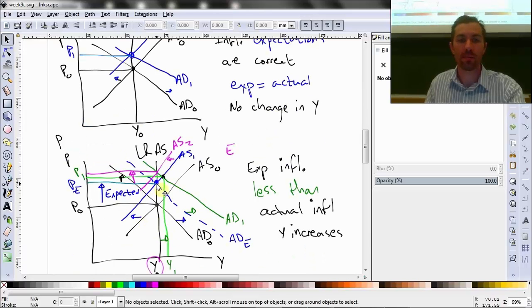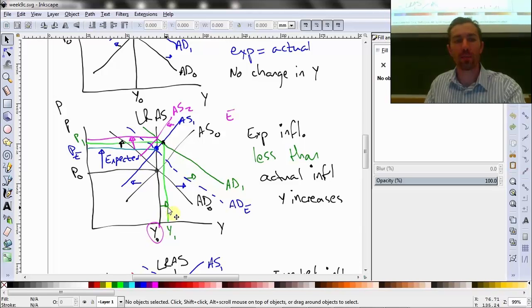If, however, our aggregate demand shifts further than what we expected, and our short run aggregate supply curve has shifted to the left by less than what was required to maintain full employment, we end up moving upwards along the short run aggregate supply curve. What happens? Prices increase by more than what we expected, and output increases. So in other words, when expected inflation is less than actual inflation, our level of output increases away from our full employment level. Okay? So when output increases, unemployment decreases.